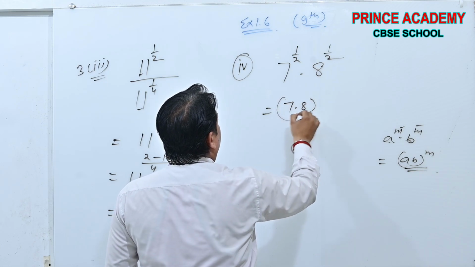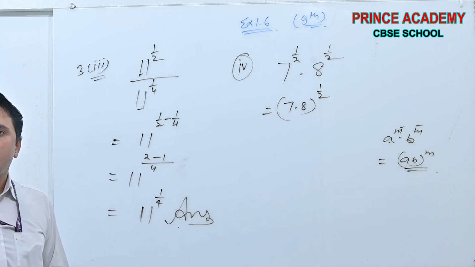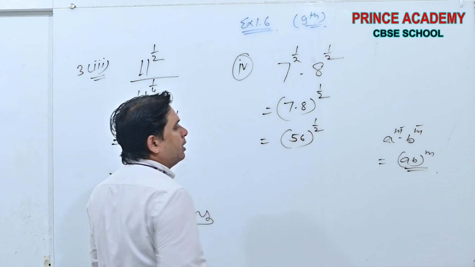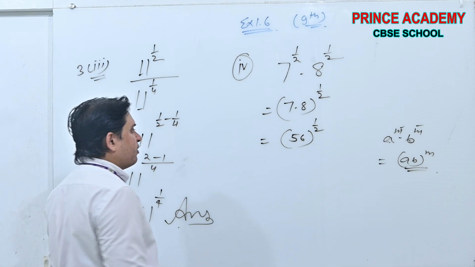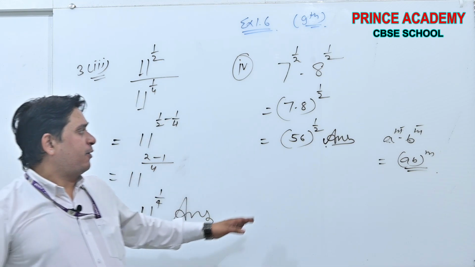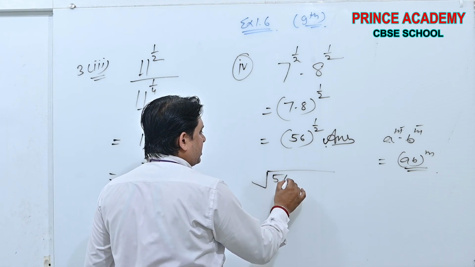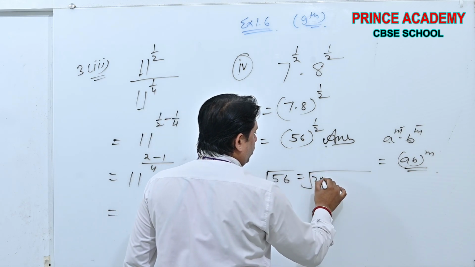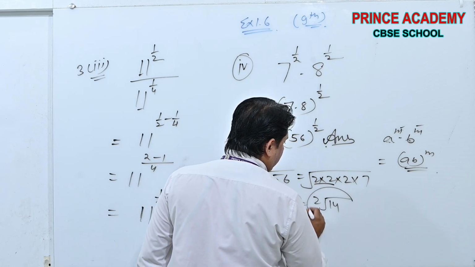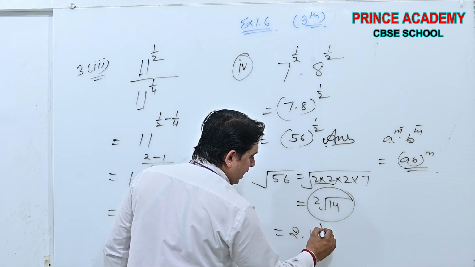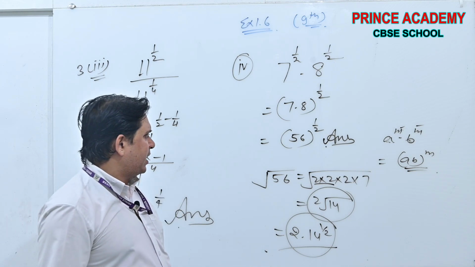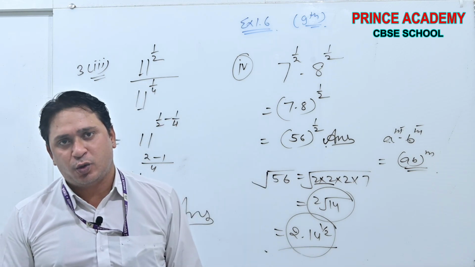7 into 8 whole power half. What will it be? 56 whole power half. If you want to leave it here, just leave it. Do not worry. If you want to take the root of 56, that is 2 2s are 4, 2 8s are 56, so 7 and 8, you can take the 2 common, 14. Then the answer will be 2 into 14 to the power half. You need not worry about anything. Leave it here or leave it there, the choice is yours.